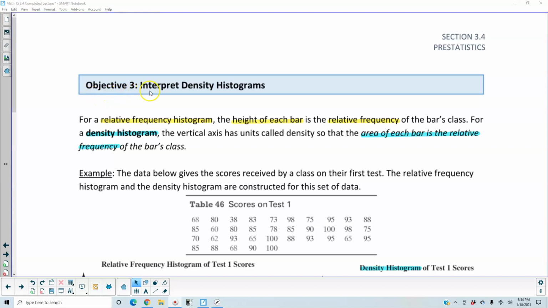Objective 3. Interpret density histograms. For a relative frequency histogram, the height of each bar is the relative frequency of the bar's class. Now, for a density histogram, the vertical axis has units called density, so that the area of each bar is the relative frequency of the bar's class.